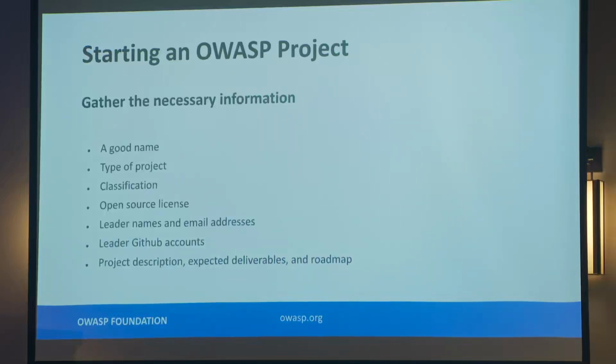All right, whenever starting an OWASP project, the first thing you have to do is gather the necessary information. This is true for everything that you do. It's not a big surprise. What you're going to need is a good name for your project, the type of project. We will go over all of these things. Classification, an open source license. If you are not the only person who will be leading the project, you need the names and email addresses as well as your GitHub usernames. It is important to have at least a short description of what your project plans to do, what you expect to deliver with the project, and a good roadmap.